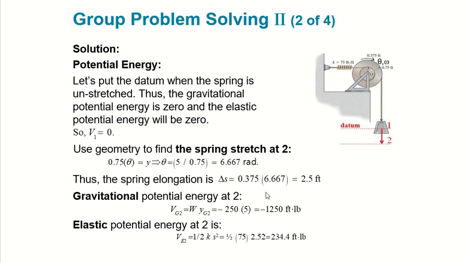Your gravitational potential energy will use your weight and your vertical distance, and we get that. It's going down, so it's minus. Your elastic potential energy will use your spring, so 1/2 k s squared, and we put in what we've got: k is given here, and your s squared we just calculated. And we get 234.4, in the British or English system, foot-pounds.